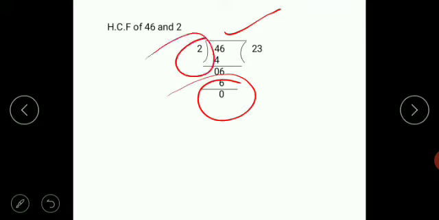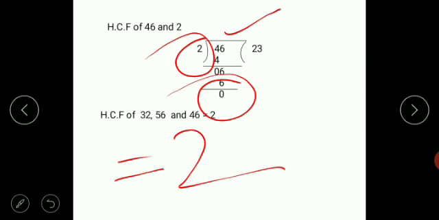Do the division. 2 2s are 4. 4 minus 4 is 0. Still one more number is there we have to take. You know the division. So take it down. 6. 2 3s are 6. 6 minus 6 is 0. So the last divisor is 2. So our HCF is 2. HCF of 32, 56 and 46 is equal to 2.